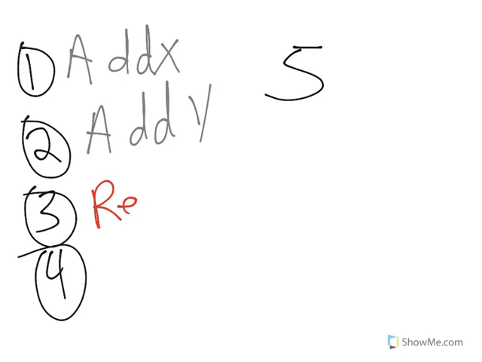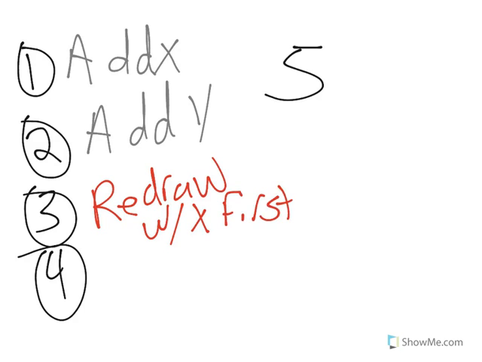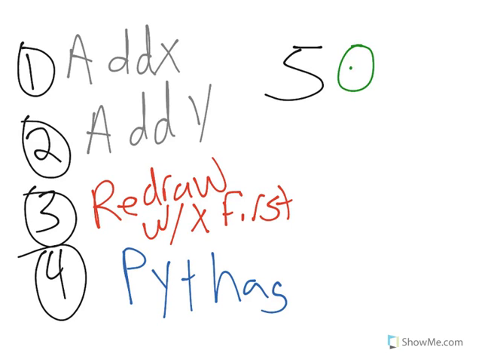Third step, redraw. And always redraw with x first. I'll explain what that means more in just a second. And then the last 2 steps are to do the Pythagorean theorem, and then the very last step is to find theta. And theta is always equal to inverse tangent y over x. Okay? So let's start.